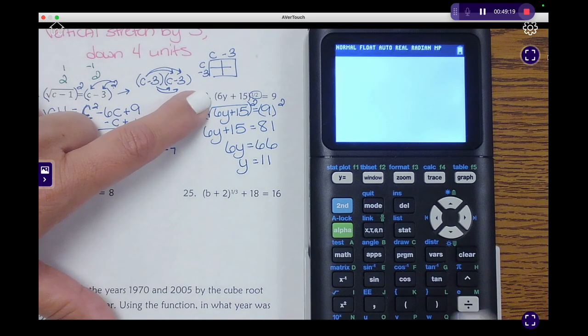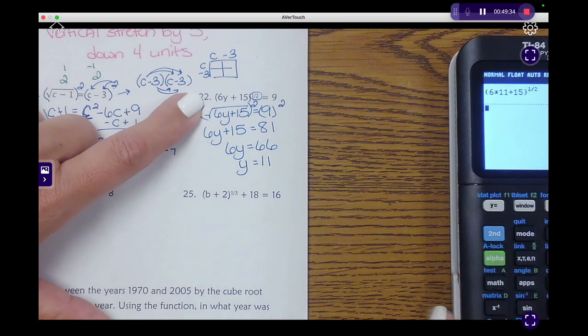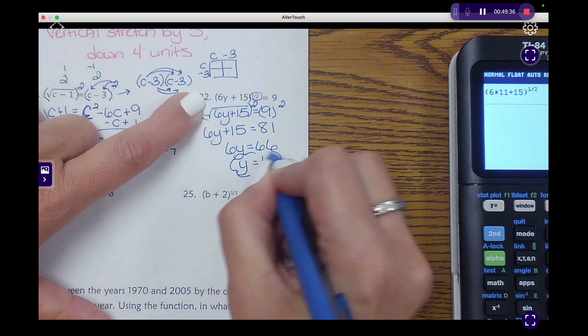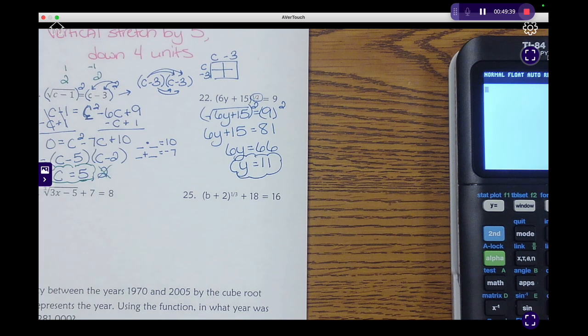Even if I put the 1/2 exponent in, I have 6 times 11 plus 15, and all of that is being raised, and remember, this is your exponent key right here, to the 1/2 exponent. That gives me 9, which is what I'm supposed to get. So that would be my solution. Again, just make sure you double check that your answers work.